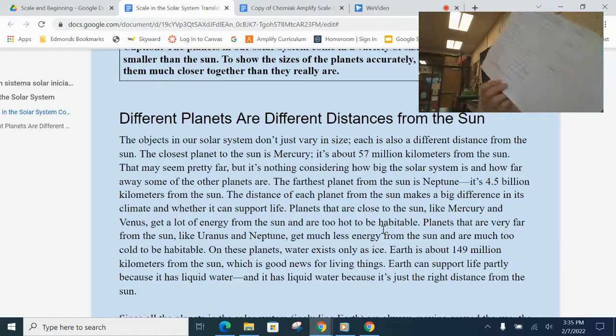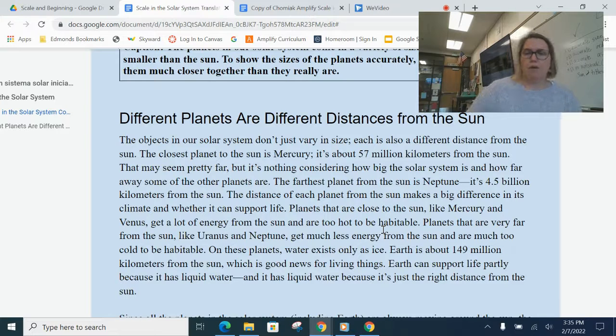Let's see. Okay, planets close to the sun, like Mercury and Venus, get a lot of energy from the sun and are too hot to be habitable. There's that vocab word, meaning they can sustain life. Planets very far from the sun, like Uranus and Neptune, get much less energy from the sun and are much too cold to be habitable. So the further away, the colder you are. For example, far equals cold. So that's just something for me to remember so I can write my summary about them.